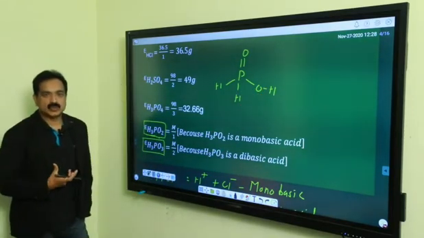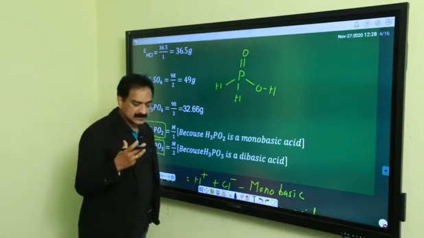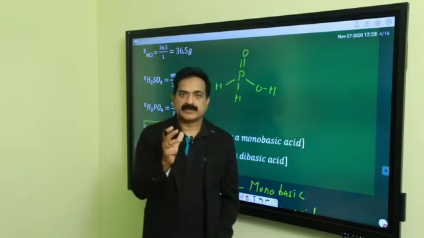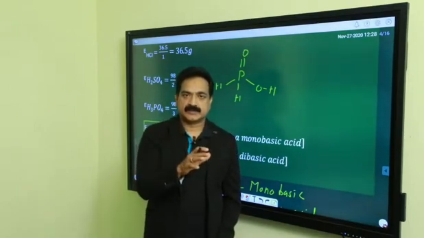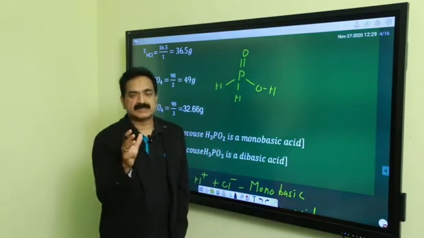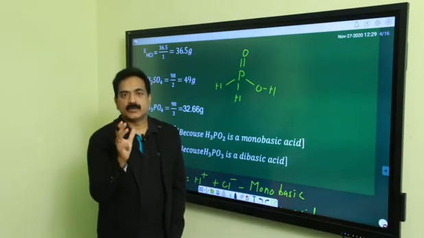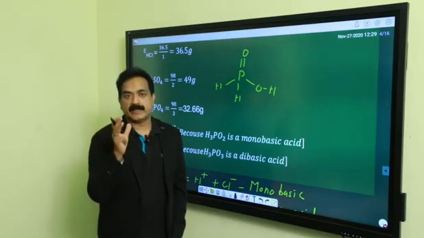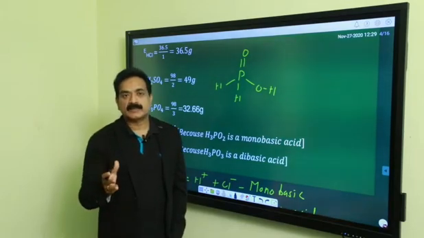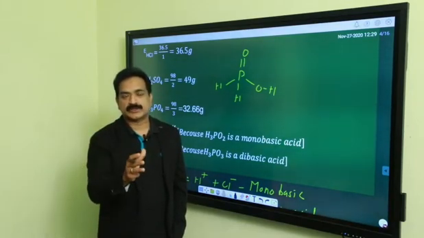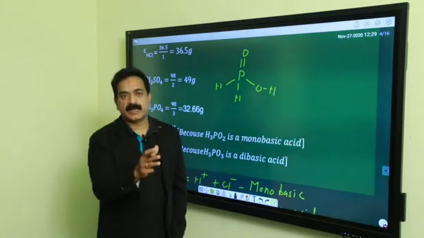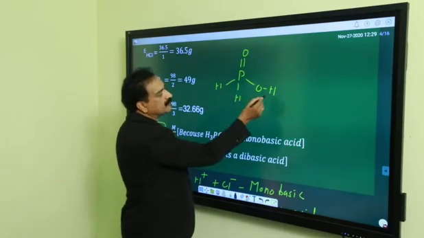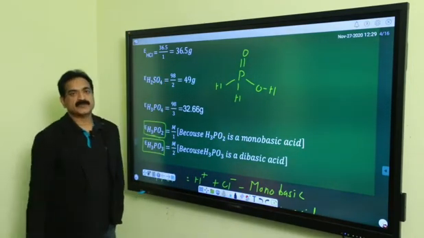These are called oxoacids. What are oxoacids? Oxoacids are acids in which the hydrogen which is to be donated as H positive is not directly bonded to the central atom. Rather, they are bonded to the central atom through oxygen. So how many hydrogen are bonded through oxygen? Only one. So it can donate only one H positive.